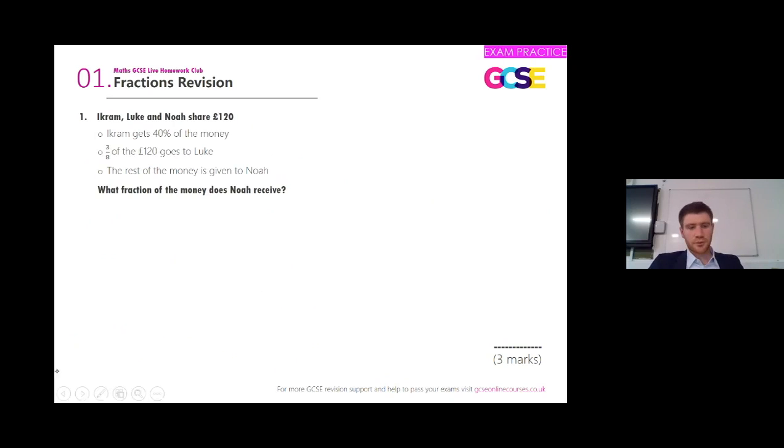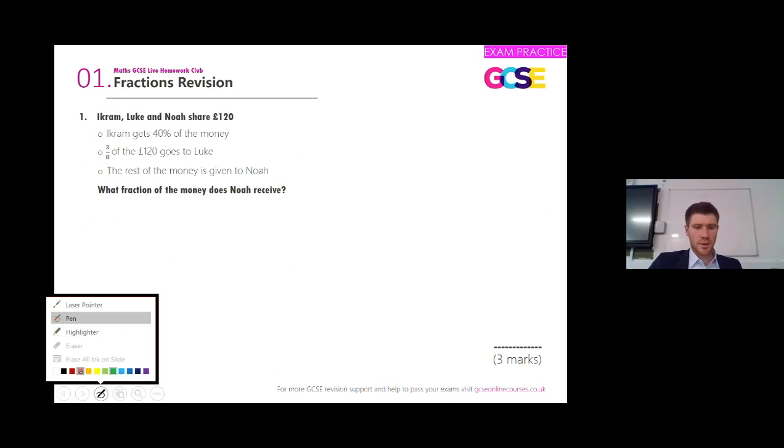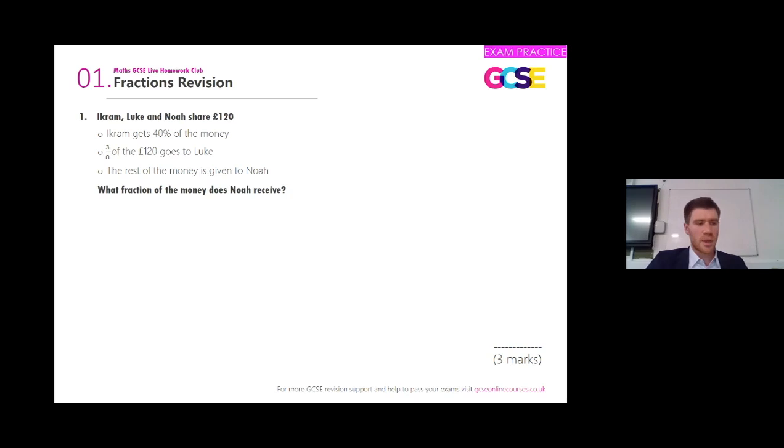Now we're on to the exam style questions. We're going to use those skills that we talked about, and we're going to run through a few other things just to talk about exam technique. Focusing on this: Ikram, Luke and Noah share £120.